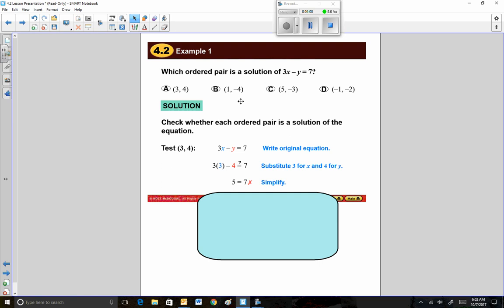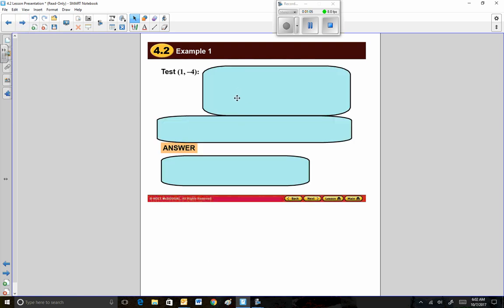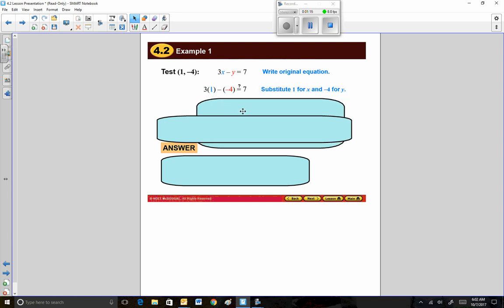Let's try 1, negative 4. Let me switch slides. Okay, so 1, negative 4. Let's try that out. Substitute in the 1 for the x and the negative 4 for the y. When you do that, you get 3 times 1 is 3. 3 minus a negative 4 means 3 plus 4, which equals 7. So that one is a solution. So this is our point that's actually a solution for that equation.